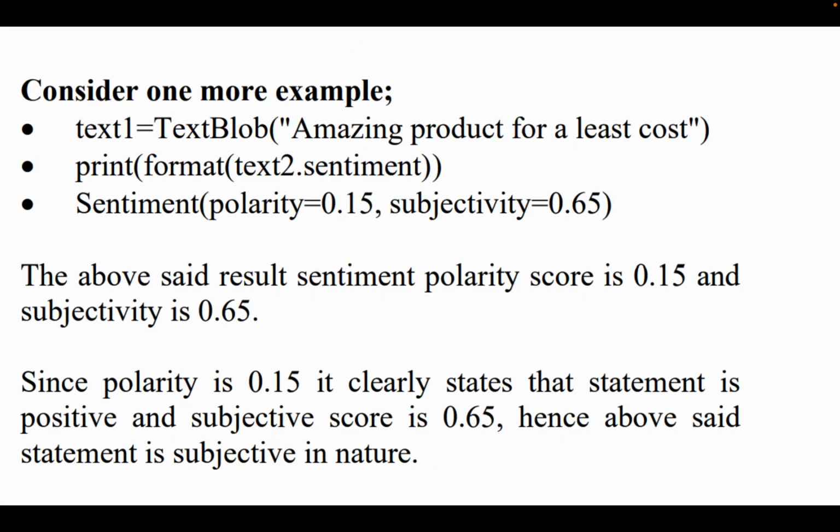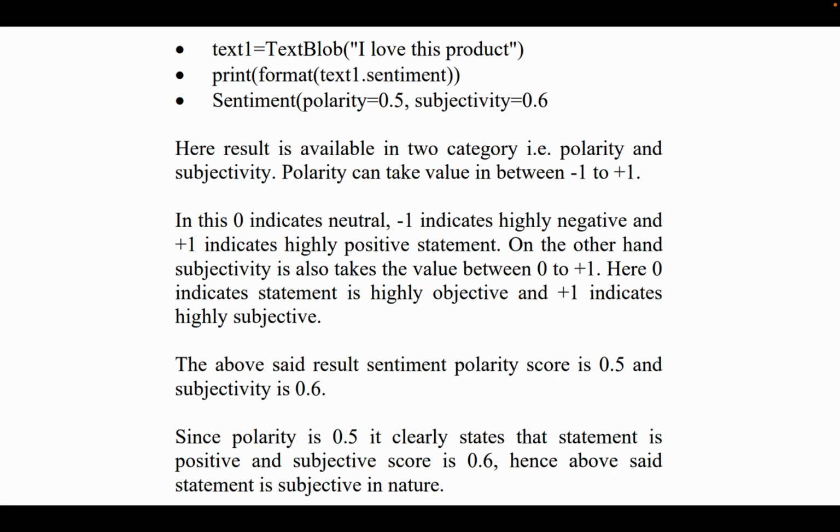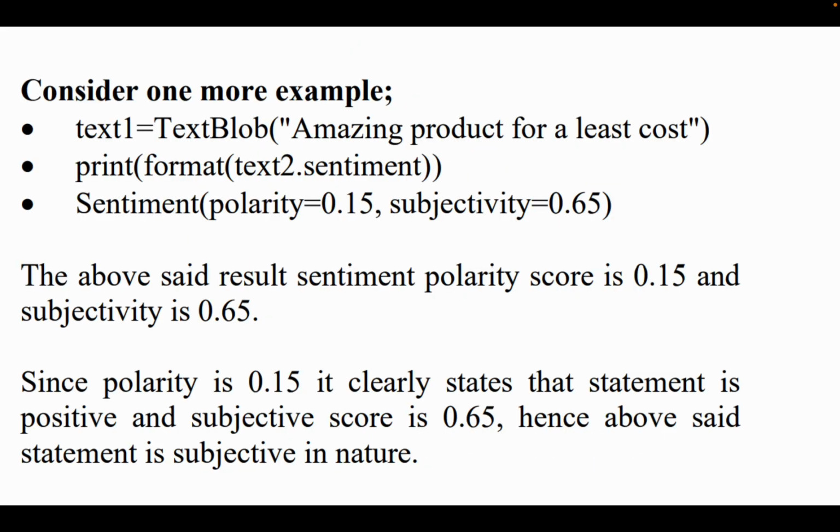Here is another example. We have "amazing product for less cost," and we say text1.sentiment, and that gives us, again, polarity and subjectivity. The polarity score is 0.15, and the subjectivity score is 0.65. Since polarity is 0.15, it clearly states that the statement is positive, because the range is -1 to +1, and 0.15 leans a bit more towards being positive. And the subjectivity score is 0.65, which leans more towards being subjective.